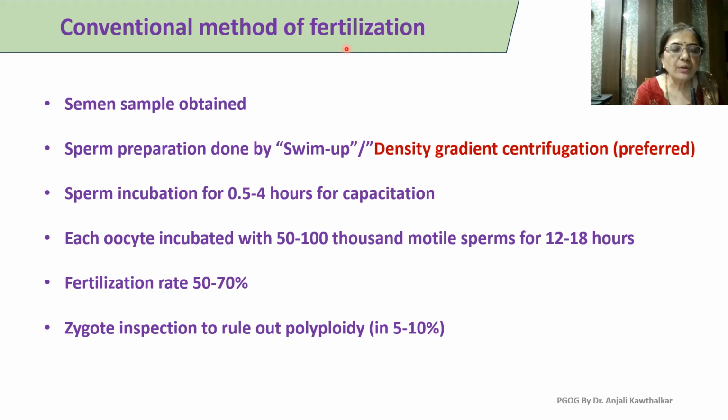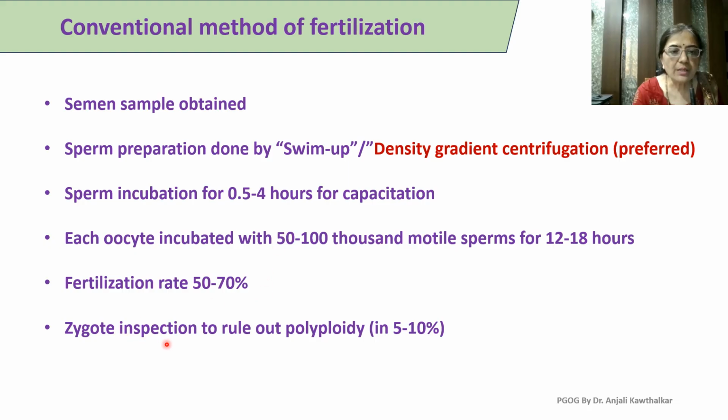In the conventional method of fertilization, a semen sample is obtained. Sperm preparation is done either by the swim up technique or density gradient centrifugation. Density gradient centrifugation is preferred to the swim up technique. We have already seen this in the diagnosis, evaluation and treatment of male factor infertility. Sperm incubation is done for 0.5 to 4 hours for capacitation. Each oocyte is incubated with 50 to 100,000 motile sperms for 12 to 18 hours. Fertilization rate is around 50 to 70% with this conventional method.